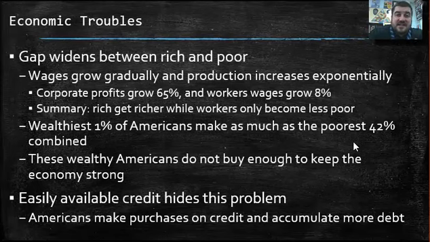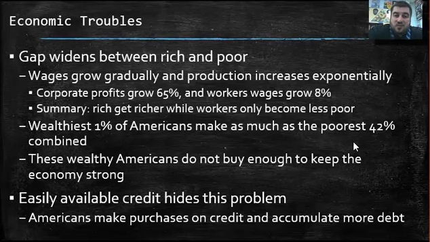Another cause or weakness in the economy for the Great Depression to come is the uneven distribution of wealth. The gap widens between the rich and the poor. The reason for this is because wages during the 1920s only grow a little bit and production increases exponentially. So to give you an example, corporate profits during this time grow 65% and workers' wages only grow 8%. So to summarize it, the rich get richer while the poor only become less poor.